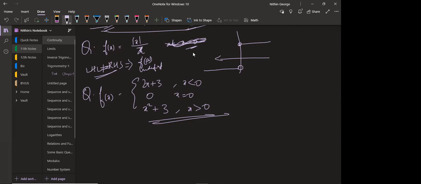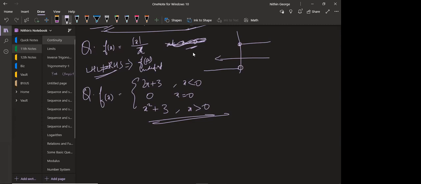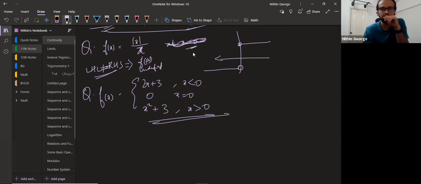So not continuous, sir. Why is it not continuous? Sir, for x plus and minus, it's +3. But at x is equal to 0, it's 0, sir. Okay, we're looking at LHL first.